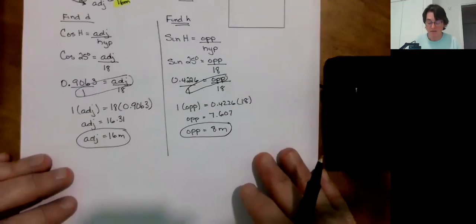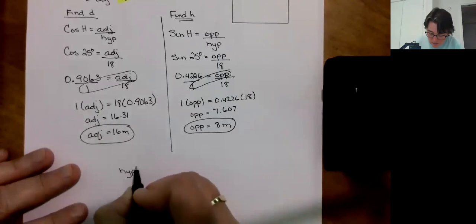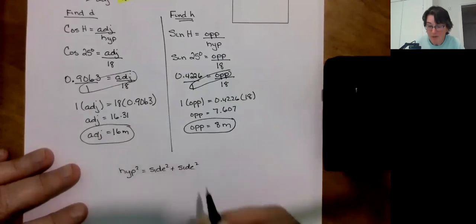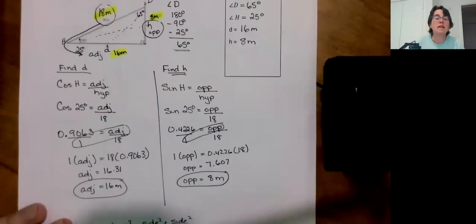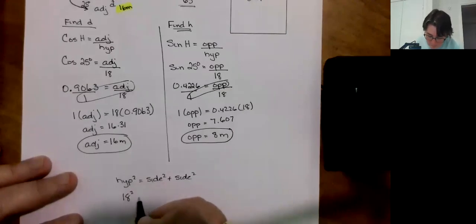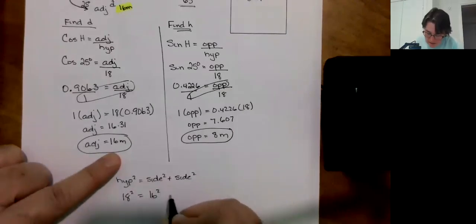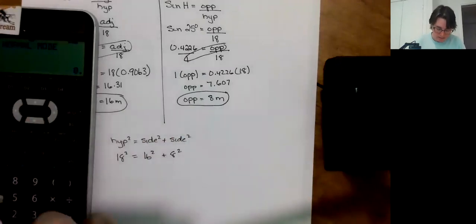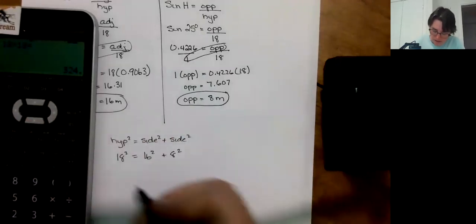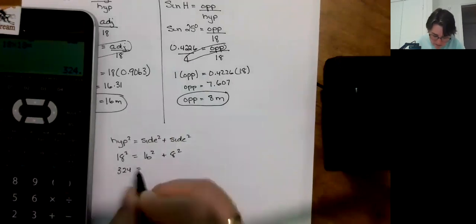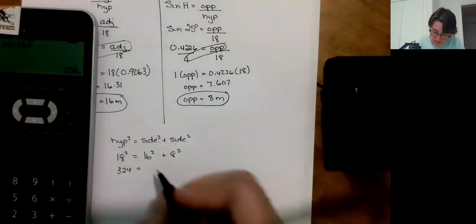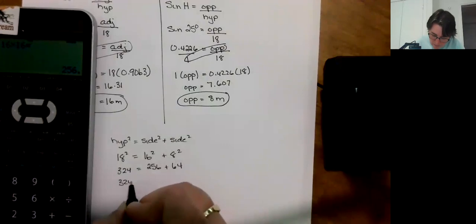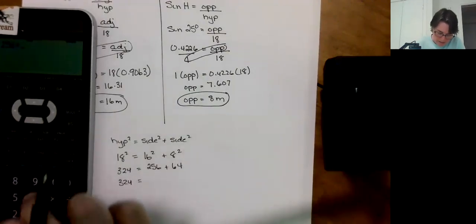Ooh. If you wanted to have fun, hypotenuse squared equals side squared plus side squared. You could even check. Our hypotenuse, we said, was 18. My first side was 16 squared plus 8 squared. I'm going to do this fast because I don't want the video to be really long. 18 squared, I don't know, 18 times 18 is 324. 16 times 16 is 256. Plus 64. Is 324 equal to 256 plus 64?